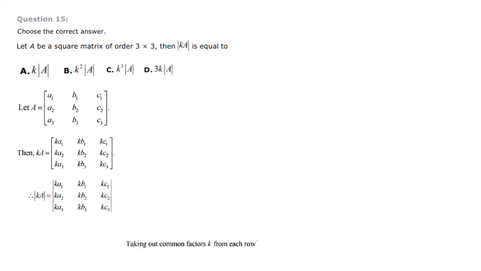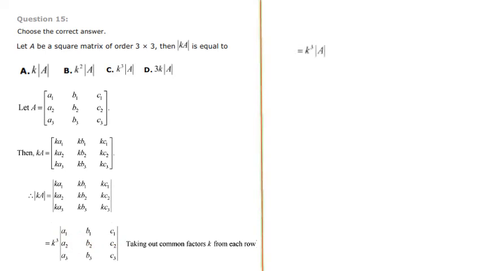Then we have to go for the calculation part, that is taking out common factor k from each row. Means the first row also k common, second row also k common, third row also k common. Means k cube will come out. First row k into second row k into third row k, so k cube will come out. The remaining inside is A1 B1 C1, A2 B2 C2, A3 B3 C3. So it's the same determinant. That is equal to k cube into determinant A. Of course matrix A is mentioned here, but determinant A is also the same. So k cube into determinant A. So the answer is option number C. We can mark option number C as the correct one.